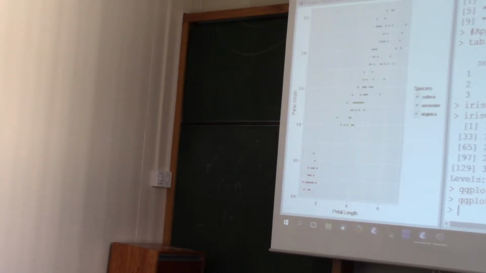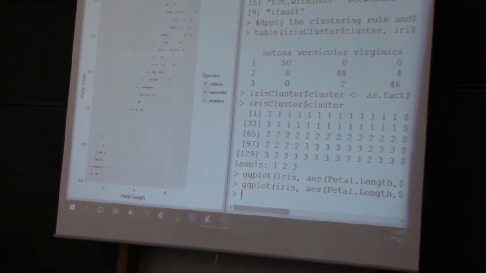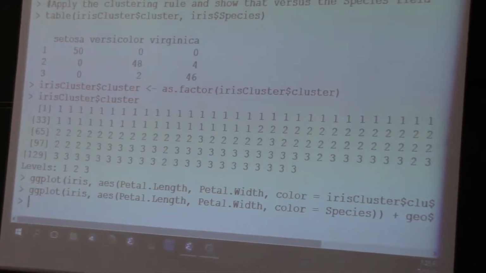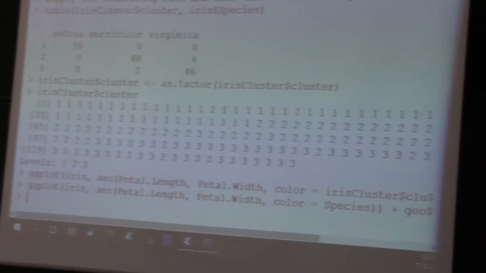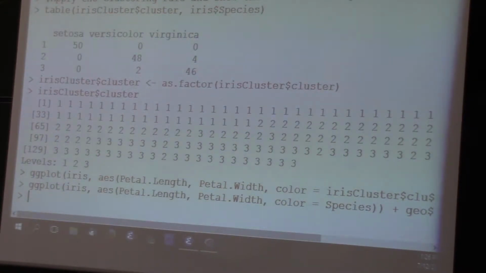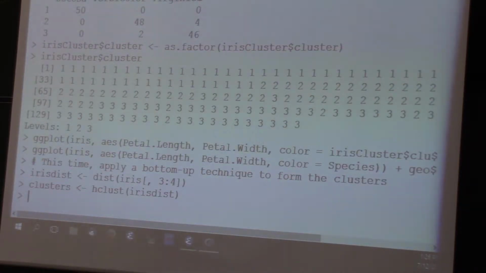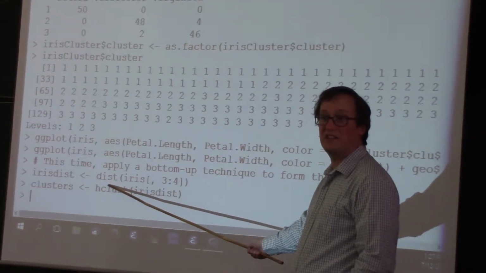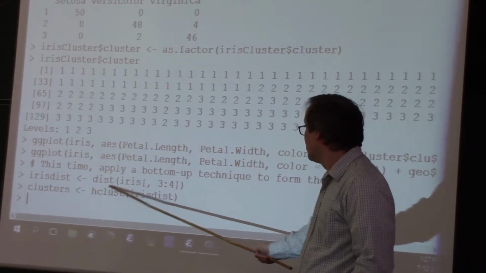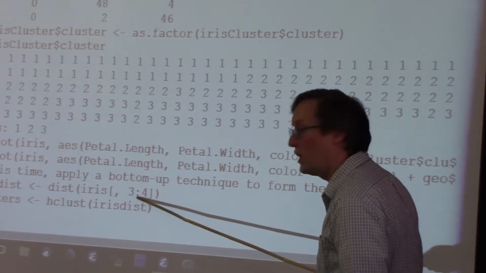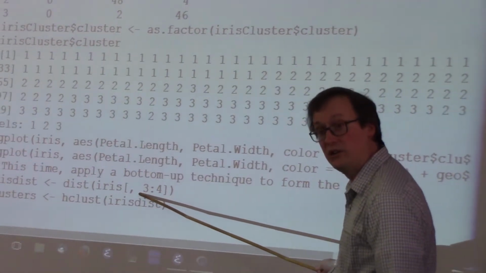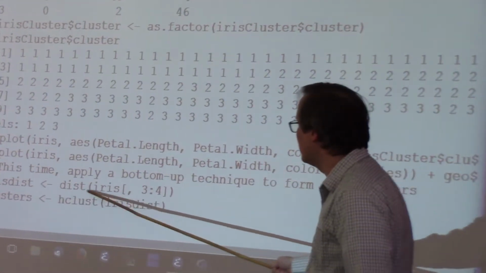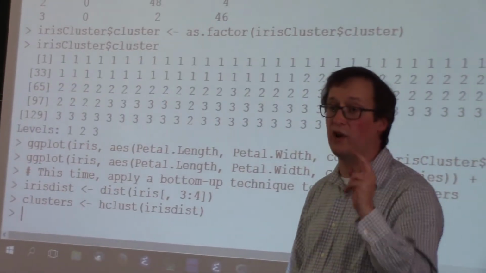Okay, so let's look at this code. I'm going to move away our diagram here. Okay, so we're going to apply a bottom-up technique for this purpose. All right, and I'm going to do this in just 2 lines. Okay, so we're going to start by this call to dist. This is the Euclidean distance function. So we're giving it a vector with 2 columns in it. These are petal lengths and petal widths, as I recall. So we're now going to compute distances between each pair in there.